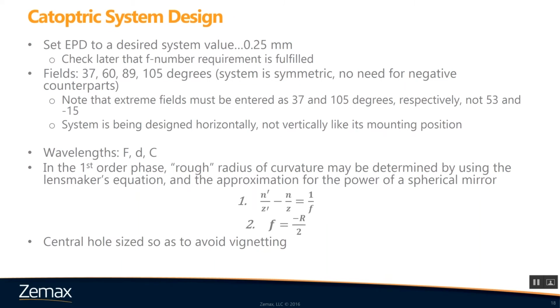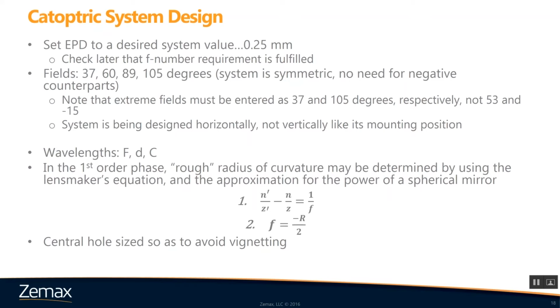So now to actually translate all of these ideas onto OpticStudio, we're going to set our entrance pupil diameter to 0.25 millimeters, and we'll check later that our F number requirement is fulfilled. Our fields will be set at 37, 60, 89, and 105 degrees. Now our system is symmetric, so there's no need for negative counterparts.